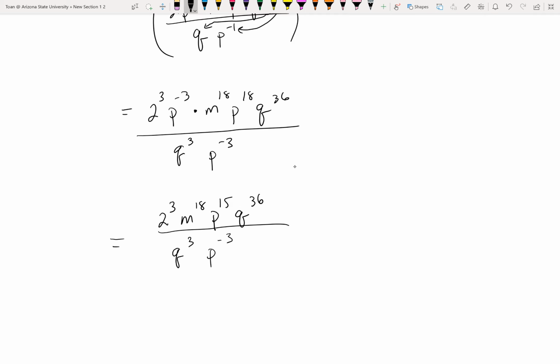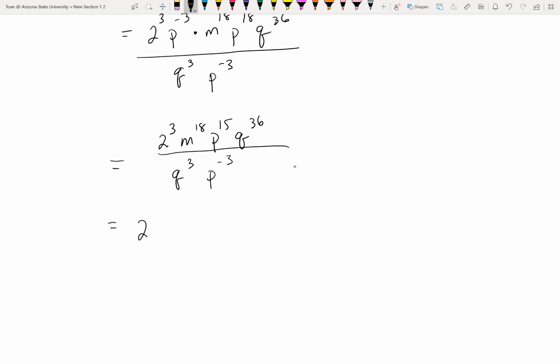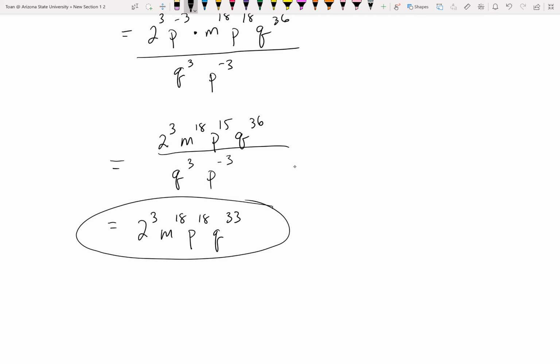Finally, go ahead and do the division property only with the same letters. So equals, the 2 again is by himself. The m again is by himself. So let's do the p's. So 15 minus a negative 3, be careful when you're subtracting a negative, that's actually going to give you 18. Let's do the q's. 36 minus 3 is 33. And there's nothing left. There's no negative exponents. We're all peachy hunky-dory. That is the simplified form.